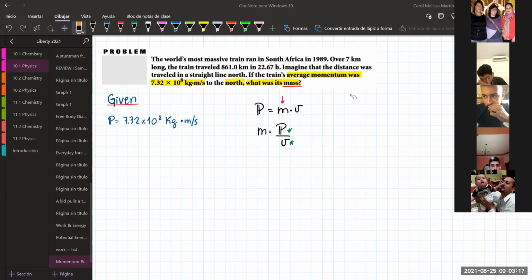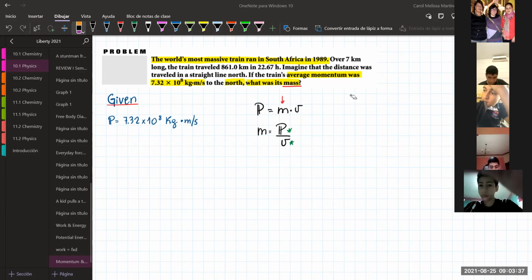Now, let's focus on the extra givens. Here in the beginning, this sentence is not important. It's not telling you anything, okay? It's just telling you that it's about a train. And that was a train that is very massive. That means that the mass of the train is going to be big, really big. Okay? Now, what else I know about the train? It says that the train was over 7 kilometers long.